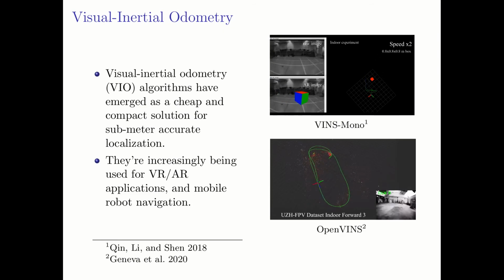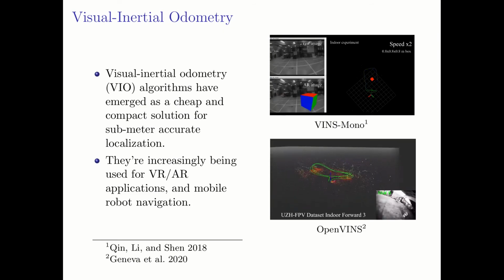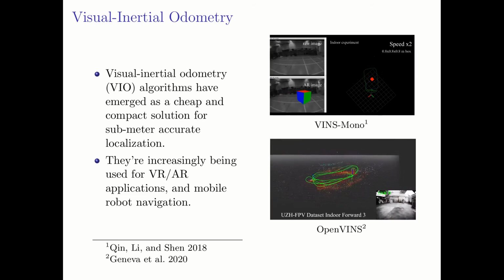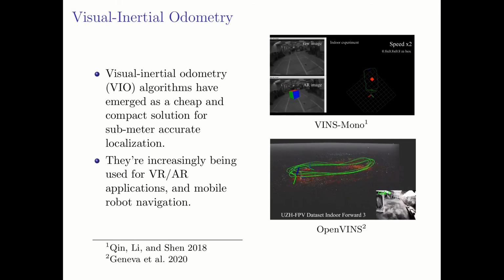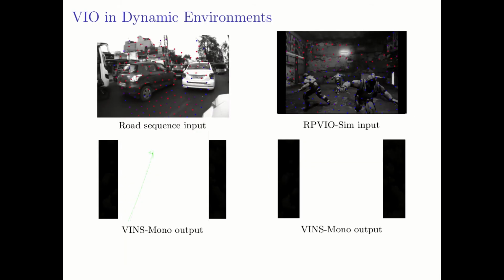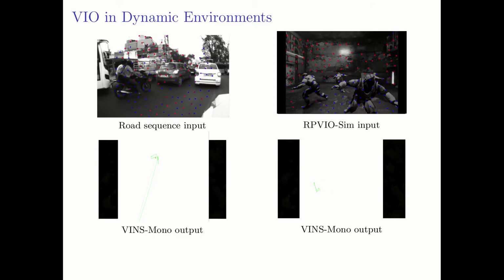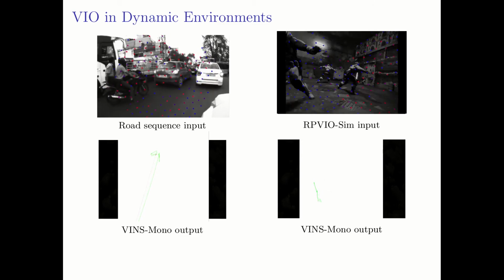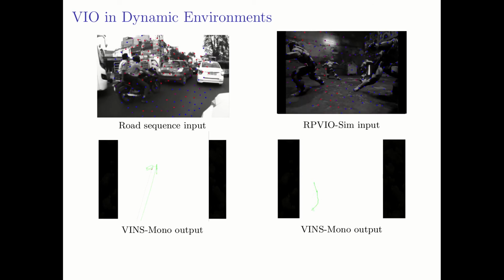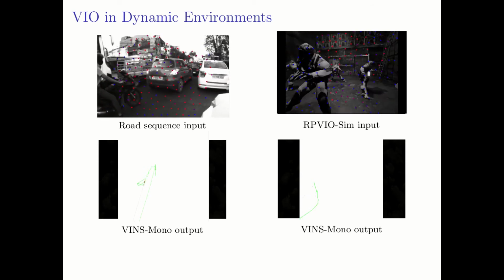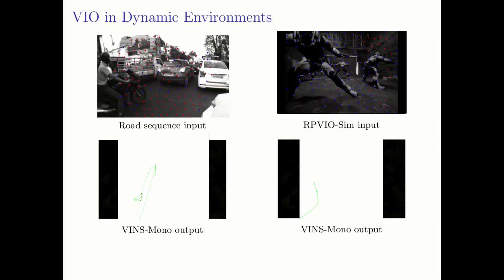Visual-Inertial Odometry algorithms have emerged as a cheap and compact solution for accurate localization. They are increasingly being used for many AR/VR applications and mobile robot navigation. Yet, these algorithms continue to struggle in dynamic environments. In scenes with multiple independently moving dynamic objects, such as the ones shown here, a simple RANSAC-based approach to filter out the dynamic outliers tends to fail, leading to significant errors or complete tracking failure.